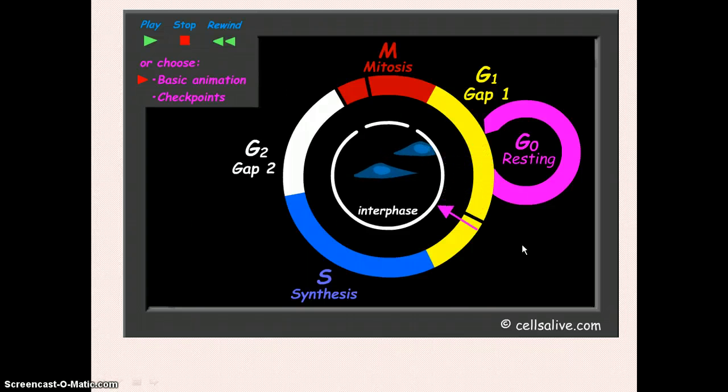So this is a little animation going through the cell cycle. As you can see, the cell starts off here in its G1 phase where it's going to grow. That's the DNA unzipping and copying itself so that the cell can go through mitosis. It goes kind of fast. So again, I'll slow it down, and we'll go through step by step.